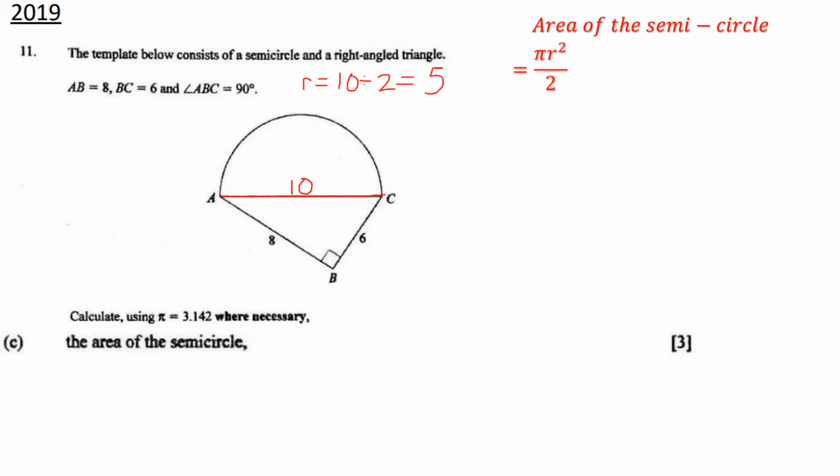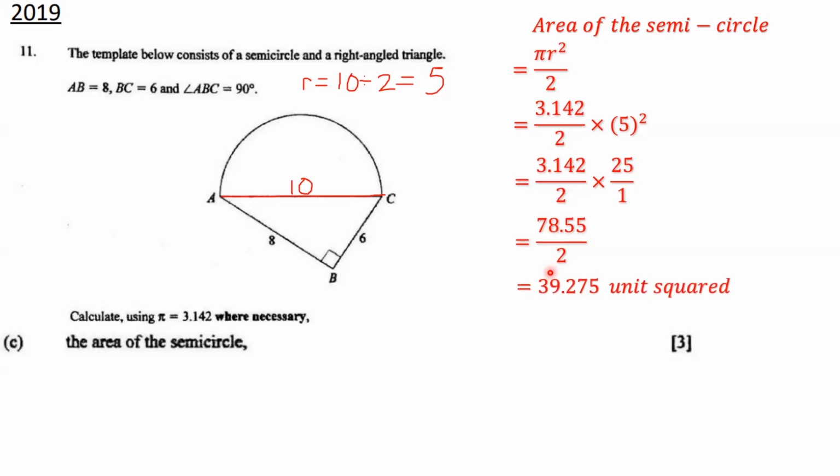All right, and so that means that we have 3.142, that's pi, over 2, multiplied by r squared. R is 5. When you square that, you get 25. And so we have 3.142 over 2 multiplied by 25 over 1. We multiply 3.142 times 25 to get 78.55. Multiply 2 by 1 to get 2. Then we divide 78.55 by 2 to get 39.275 units squared. And that's going to be the area of the semicircle.